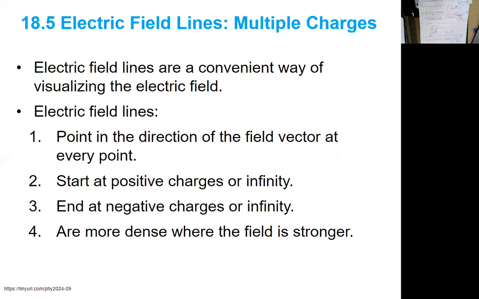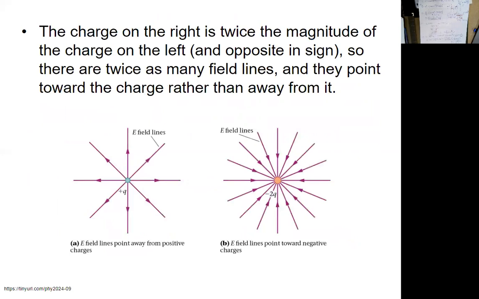Three characteristics here. So for electric field lines, they point in the direction of the field vector at every point, okay? So then you can know the direction of the field at any given point. They start at positive charges or infinity. They end at negative charges or infinity, okay? And they are more dense when the field is stronger, okay? So let me show you a couple of examples here, okay?